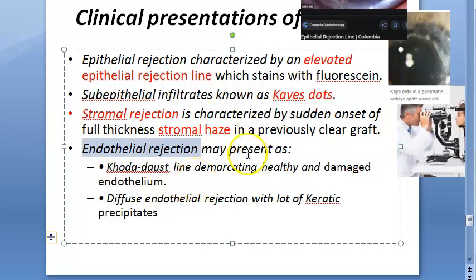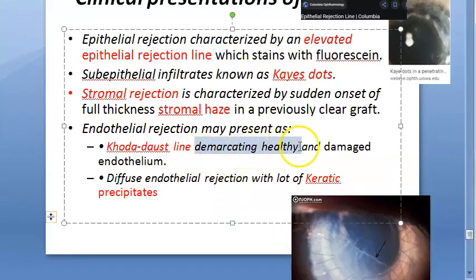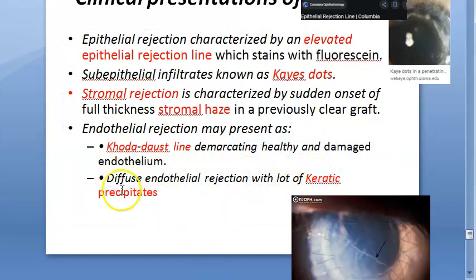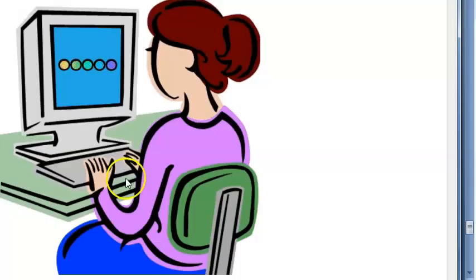Endothelial rejection may present as two things here. There is some line again, and there are some keratic precipitates. So the Khodadoust line is endothelial rejection. Basically this line demarcates healthy and damaged endothelium. Then there is diffuse endothelial rejection, with a lot of precipitates. That's diffuse. Now let us summarize the clinical presentation of these rejections.